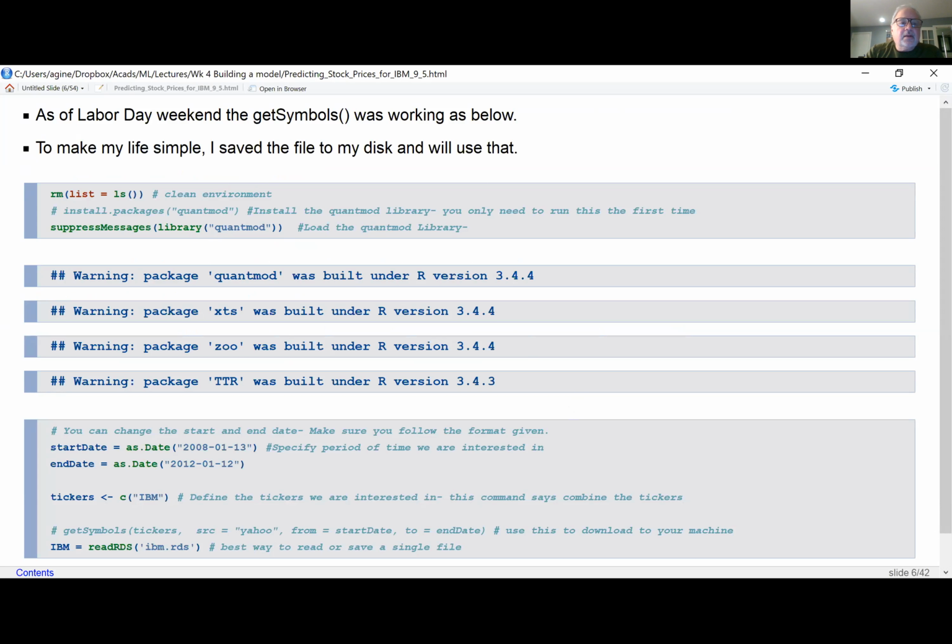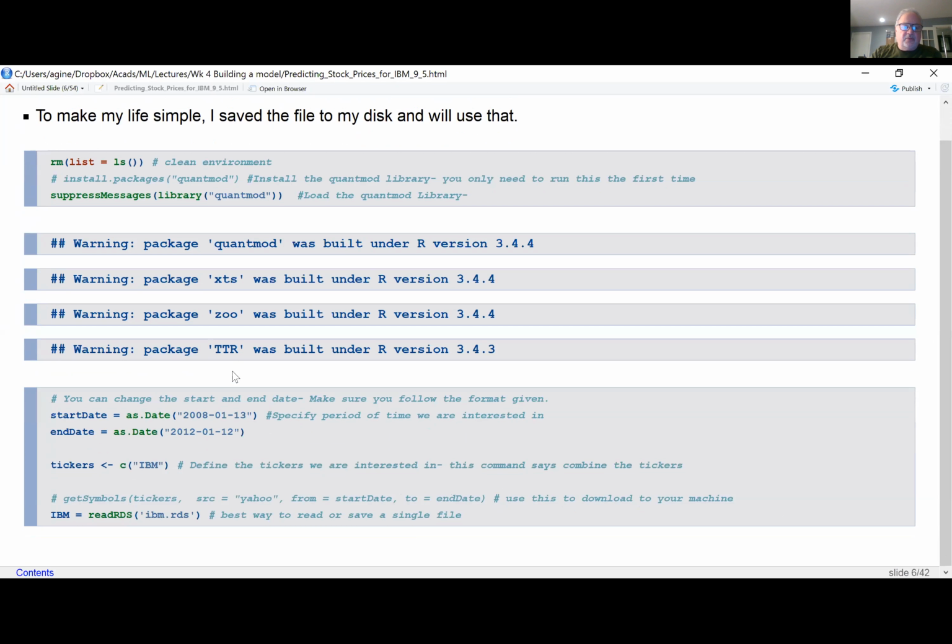Anyway, as of Labor Day, getSymbols was working in R, and what this allows you to do is to download a series of stocks. I just load the library and it suppresses messages, but I can't suppress warnings. So what I do is I give it a start date and an end date. So I'm going to get all the stock data between January 13th, 2008 and 2012.